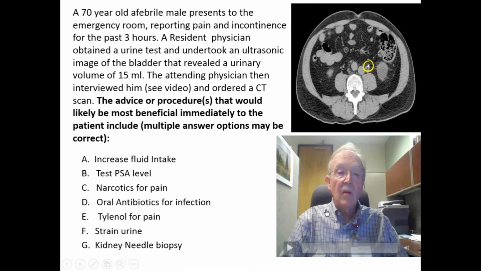All right. So then this is the change up. I recently had to take a run to the emergency room, and so I'm your patient today. And this is a video that we recorded with an opto, and this says a 70-year-old afebrile male, me, presents to the emergency room reporting pain and incontinence. The resident physician did blah, blah, blah, and he interviewed the patient, and so you need to look at or listen to the video.